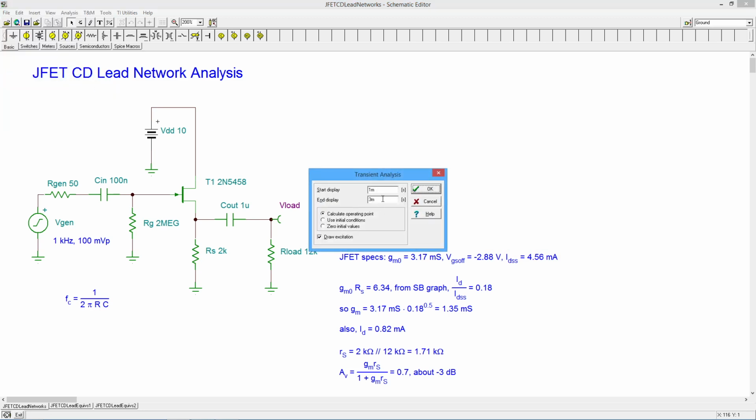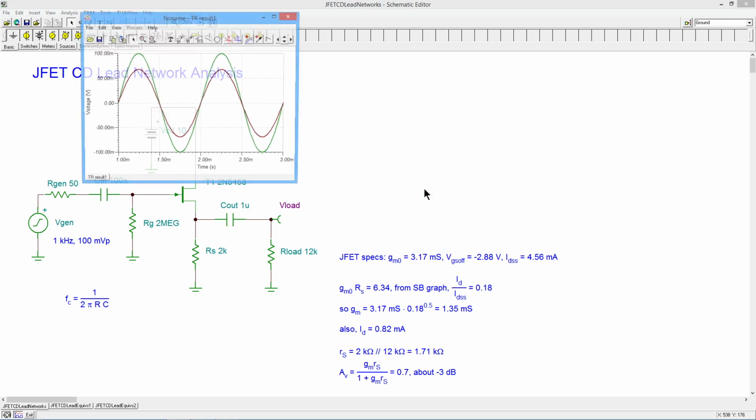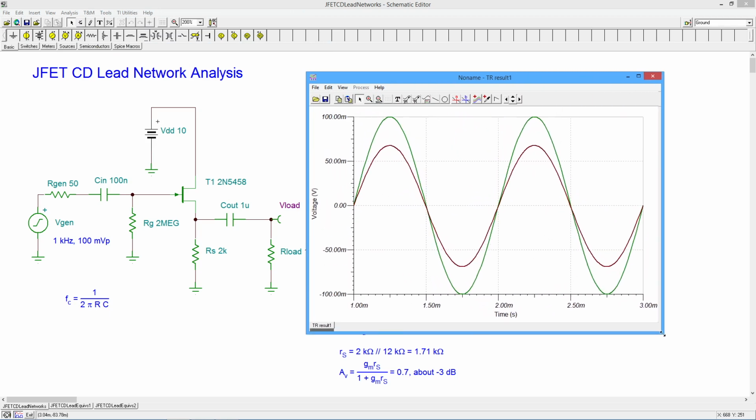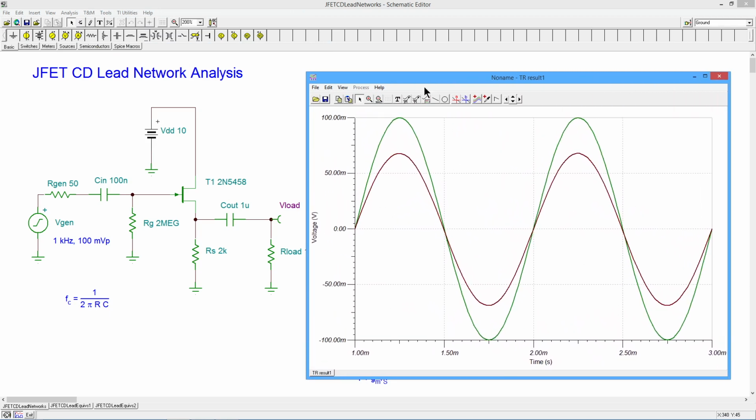Just look at a couple cycles of the waveform over here. Start at 1 millisecond, go to 3 milliseconds. See what we get. And I'll expand this out so we can see it a little bit better. Put the legend on here. So the generator is the green signal. We set that up to 100 millivolts peak. And the load is the maroon signal.